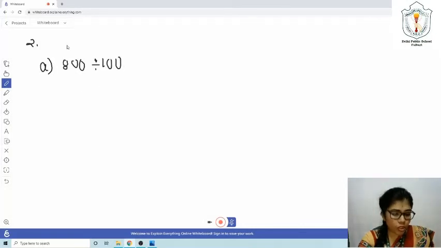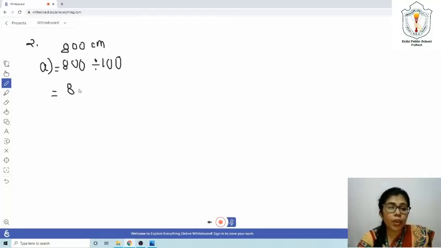First you write the question. You have to write the question, and also the instruction at the top, that is, convert the following into meters and centimeters. Don't forget to write that. So now I'll give an equal to sign here, and then 800 divided by 100. So 100, how much? 800? 8. Okay, so now we will simply write meters.